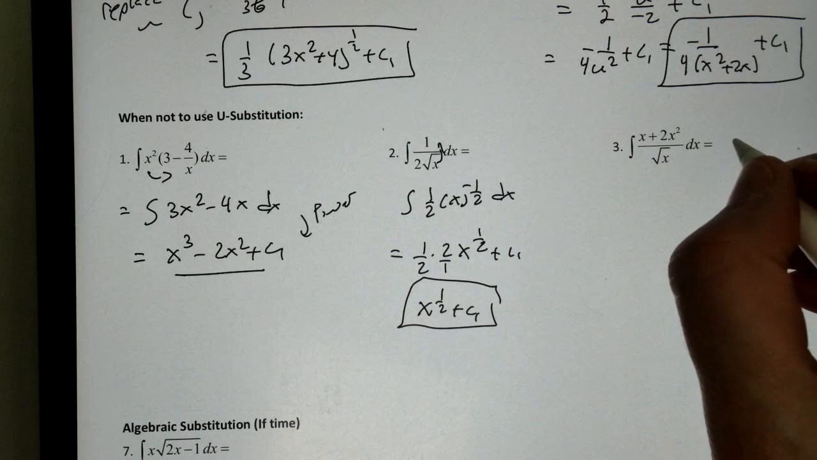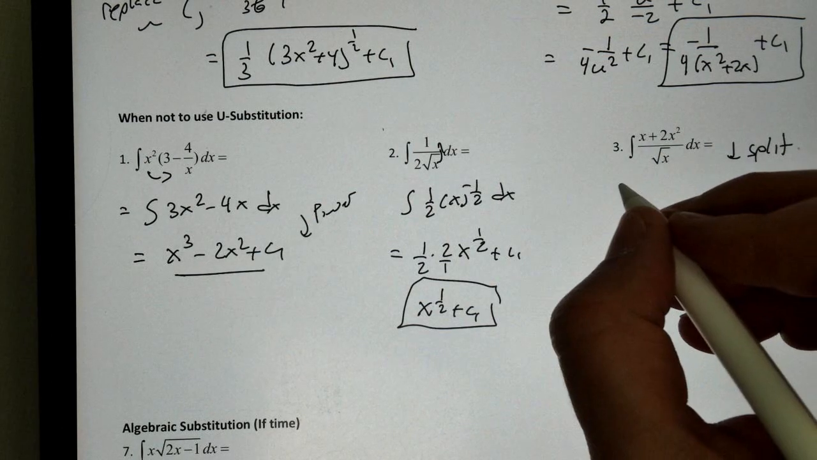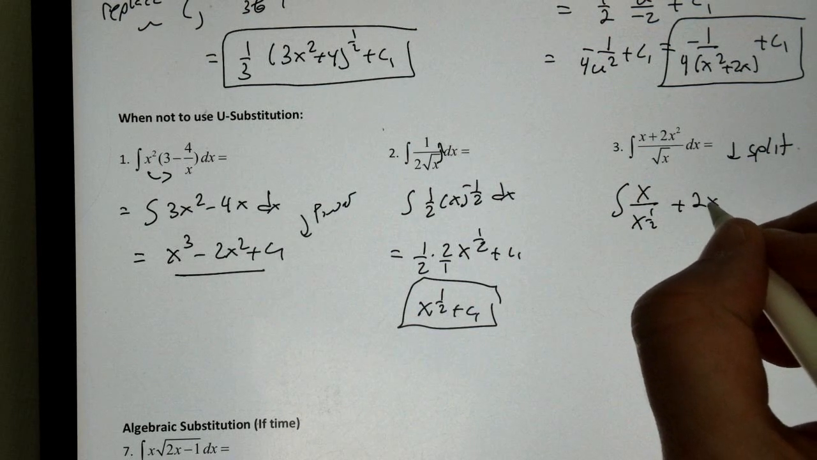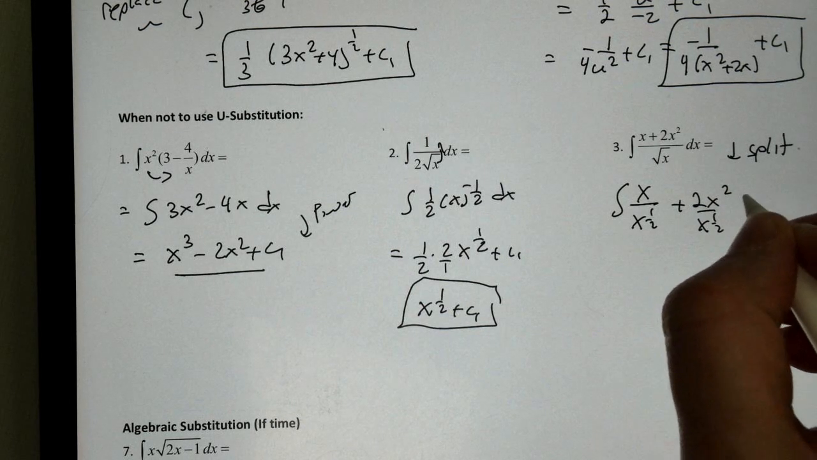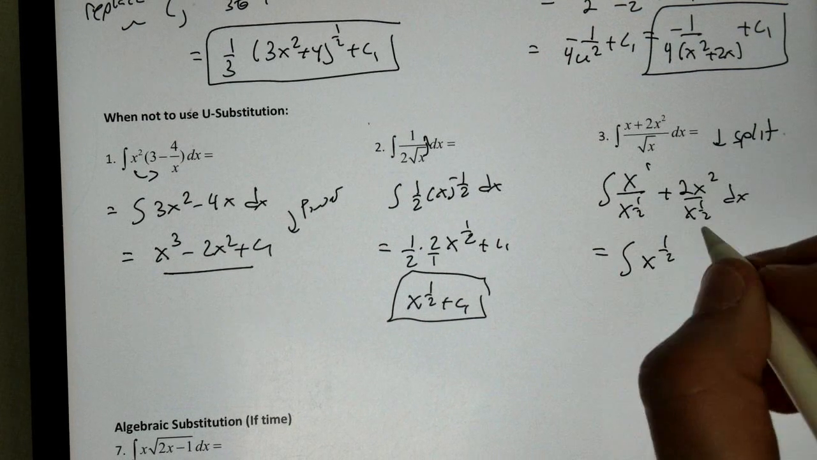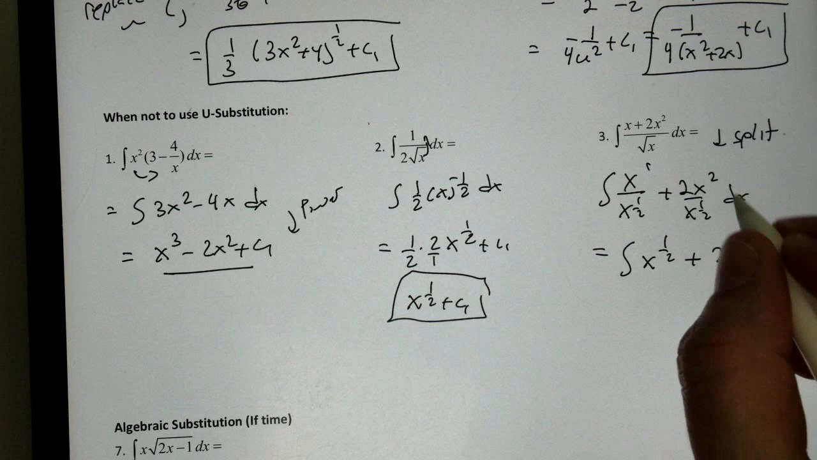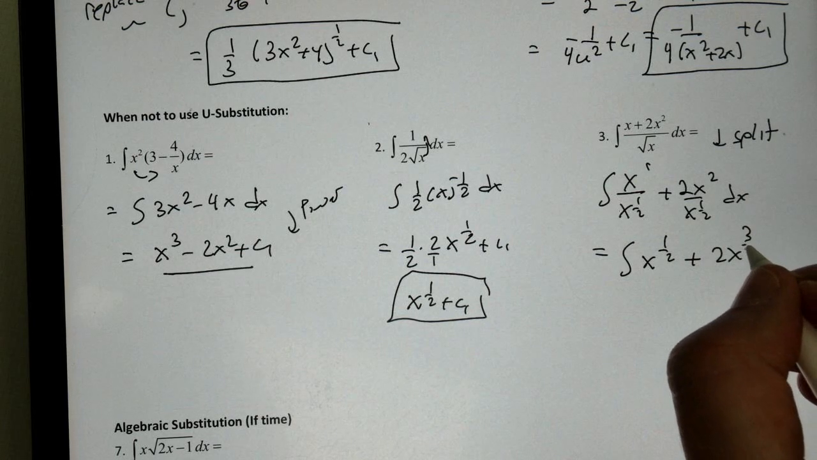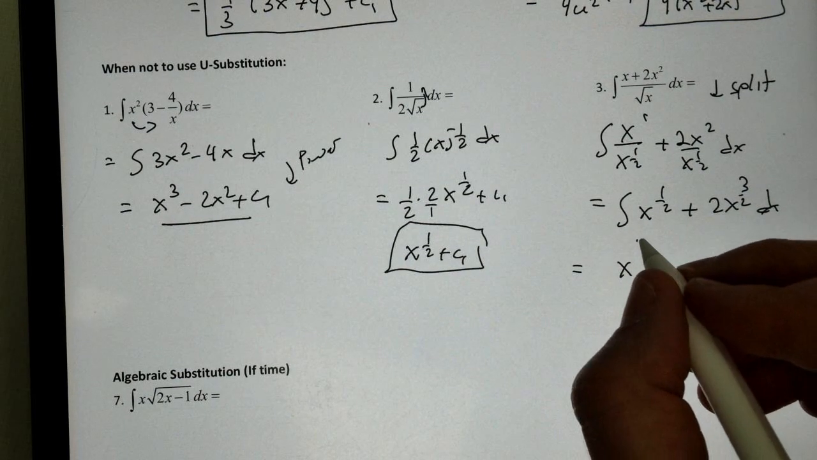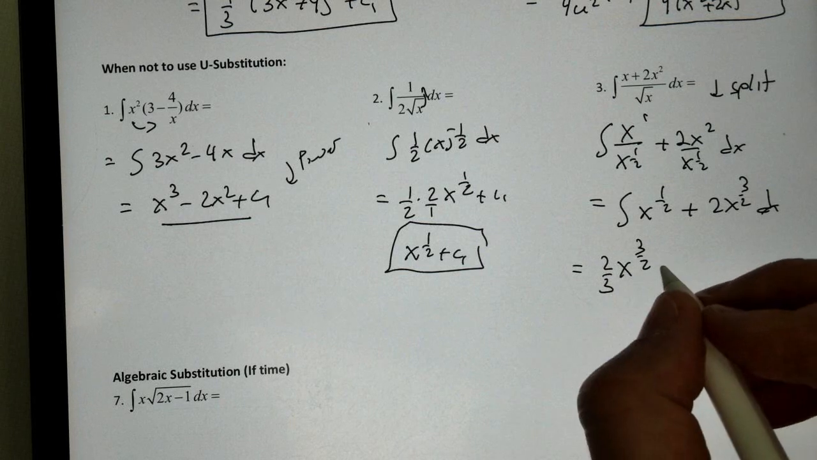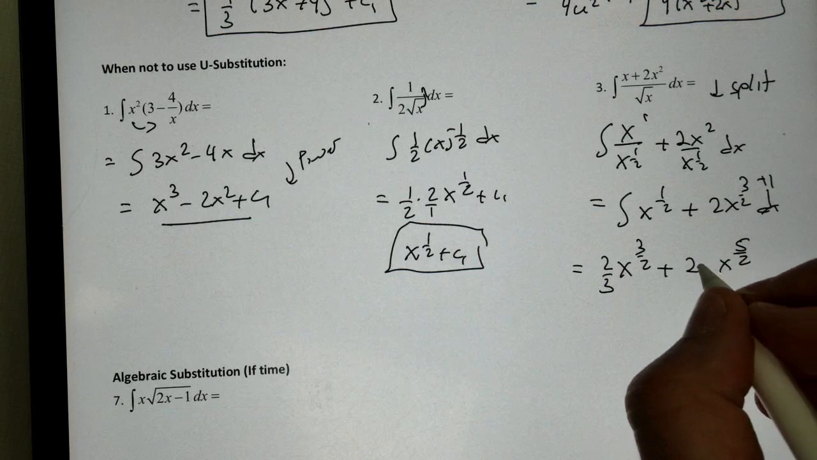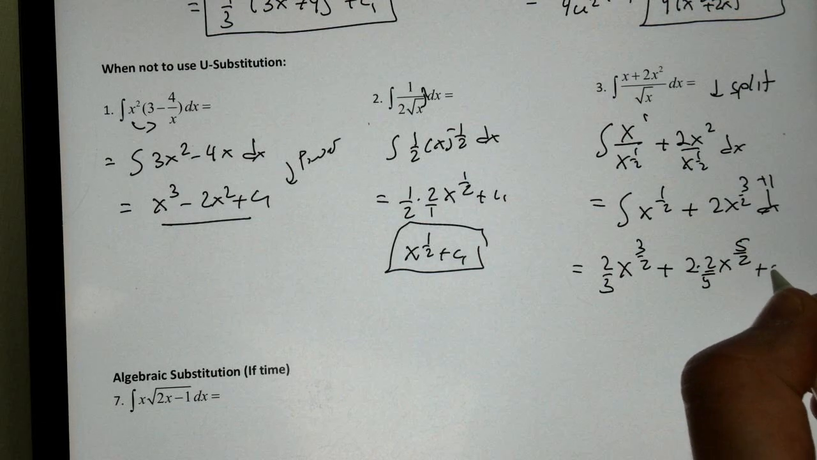Let's take a look at number 3. For number 3, this is the one we want to split. I could write this as x over x to the 1/2 plus 2x squared over x to the 1/2. And this just becomes x to the 1/2 if I do my algebra rules. And this becomes plus 2x, 2 minus 1/2 is 3/2 dx. And again, I can just use my power rule here. This becomes x to the 3/2 times 2/3 plus 2. This becomes x to the, add 1, 5/2 times 2/5 plus c1.